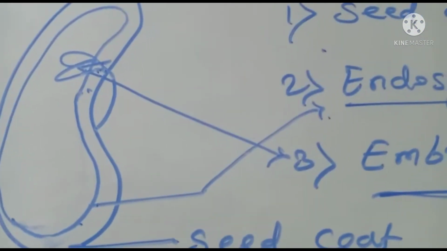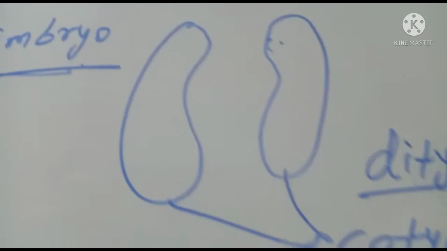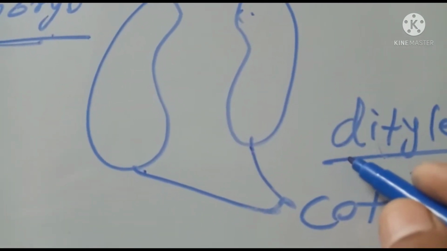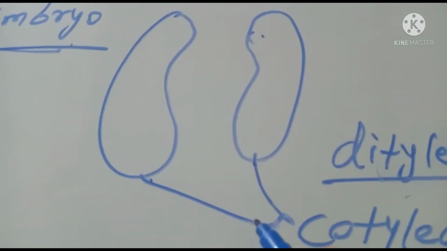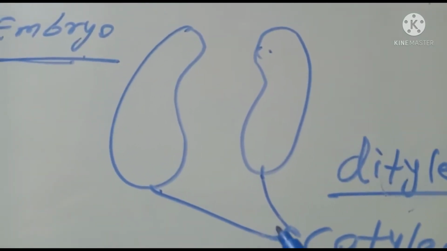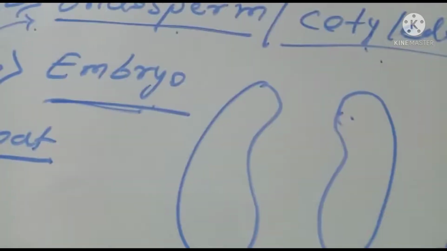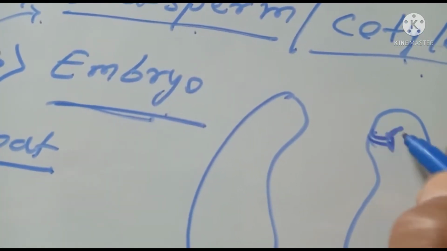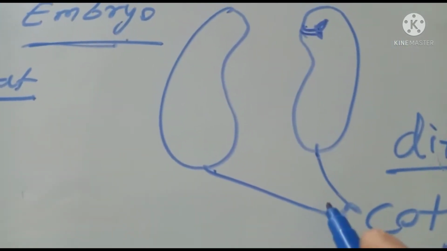Now when this dicotyledon seed is split into two equal halves, these are the two cotyledons. Dicotyledon means two cotyledons are present. Two cotyledons are present in all pulses. All pulses are dicotyledon plants. On the cotyledon, a small embryo is attached. This is the structure of cotyledons.